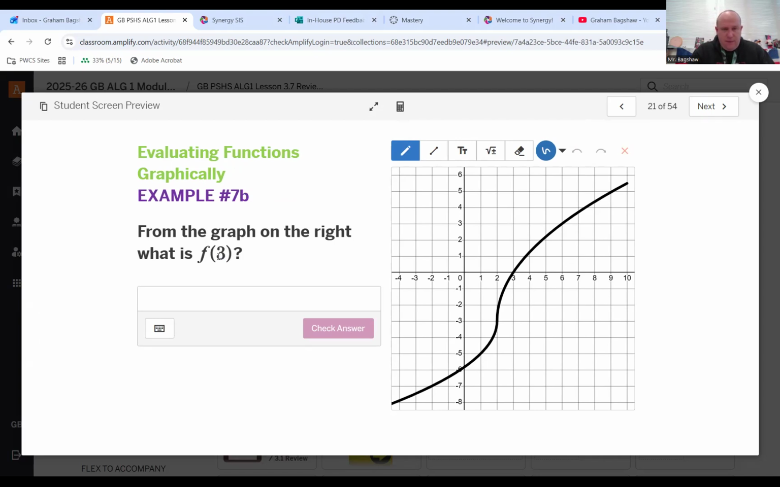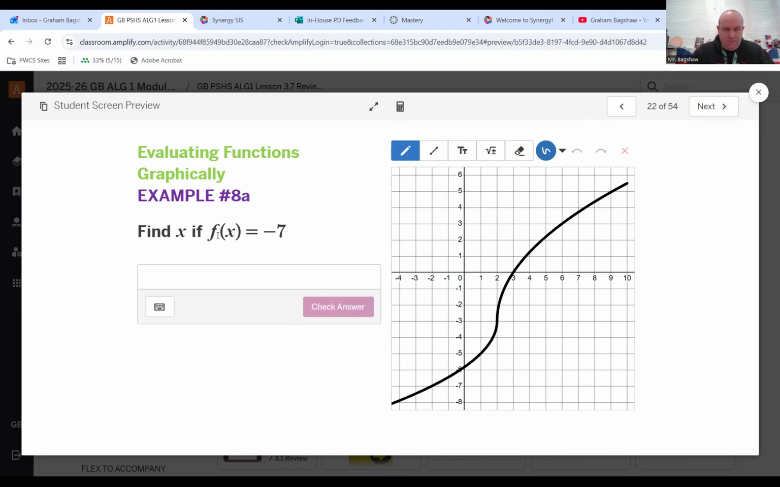F of 3 for this one. Now, this is a bit of a trick one, and this is why I put this as 7b. So there's 3 on the x-axis. Now, if I move up, I don't get to the graph. In fact, if I move down, I don't get to the graph because I'm already at the graph. So for this one, I can literally just read straight across to the y-axis, and you'd find that it's 0. So they're the ones that people often get confused by, and they prefer the ones that are part A.